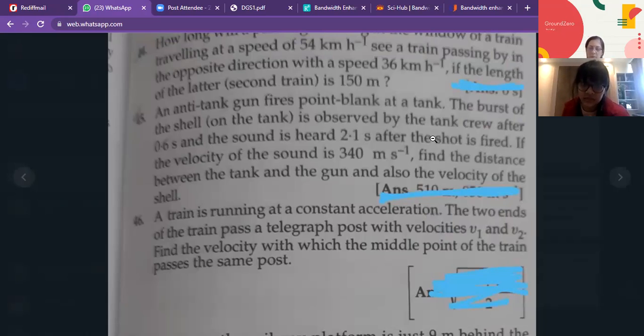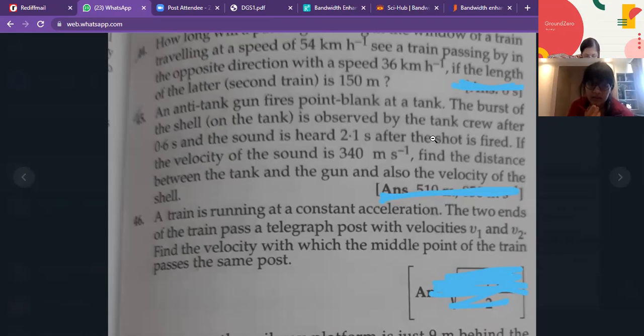So what will be the time taken for the sound to travel from the gun to the tank? 1.5. Yes, that into 3. 2.1 minus 0.6, right? 1.5. Okay, then with the velocity of sound, you can find the distance. 510. Yes. So what will be the velocity? 850 meters per second. Yeah, 850 meter per second.